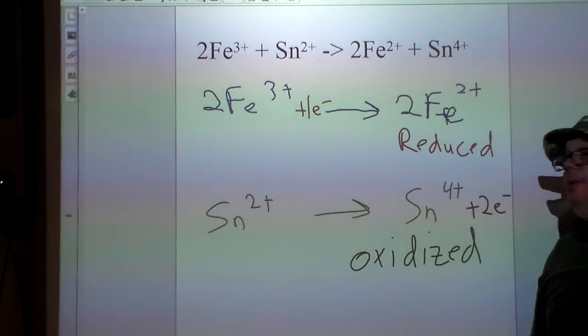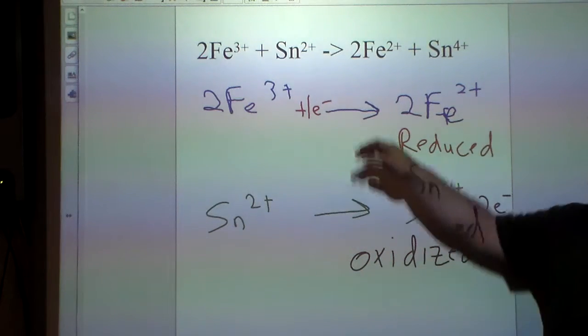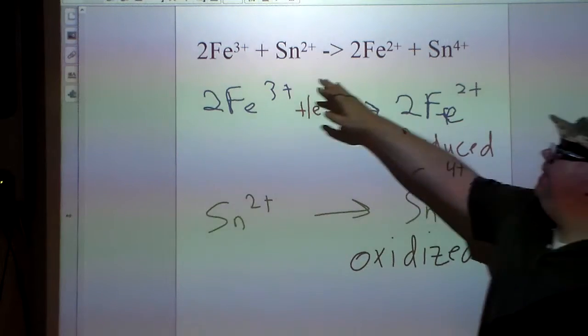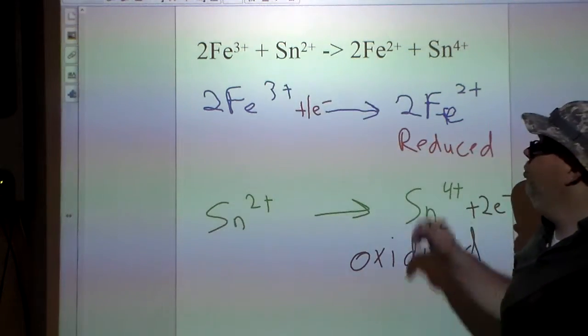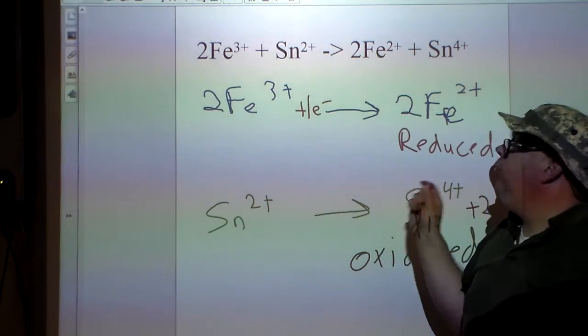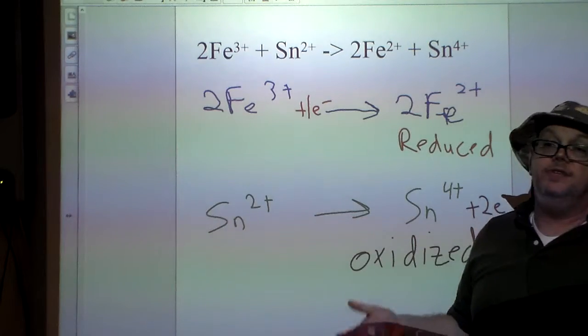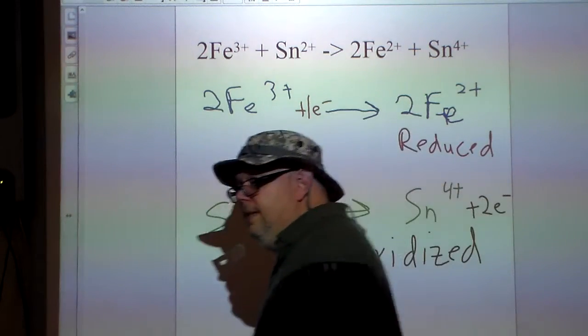So, ladies and gentlemen, there you have it. Reduction and oxidation. Okay, we can tell based off of our charges here. We broke it into our half reactions, and then determined what happened. Did it pick up electrons? Did it lose electrons? Then we can tell if it's oxidation or reduction.